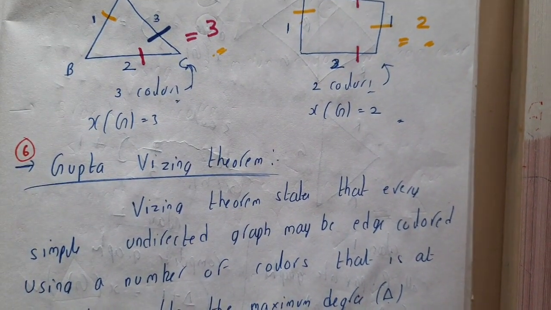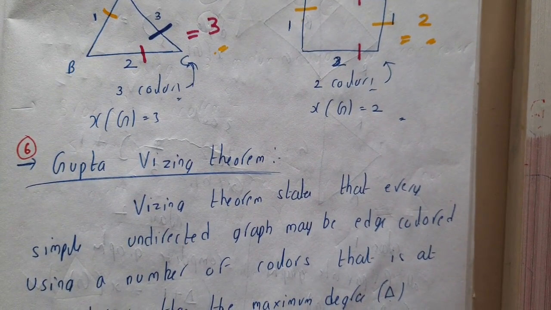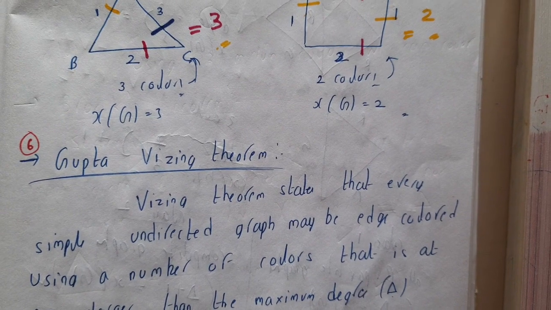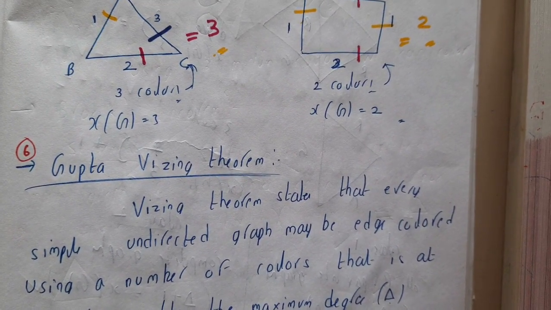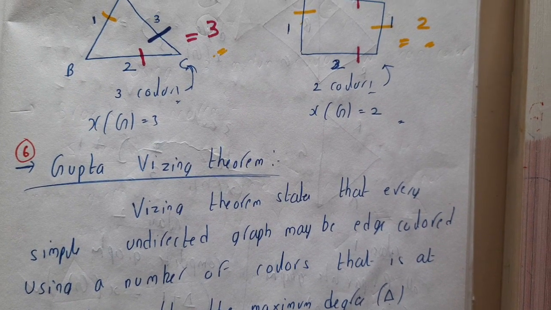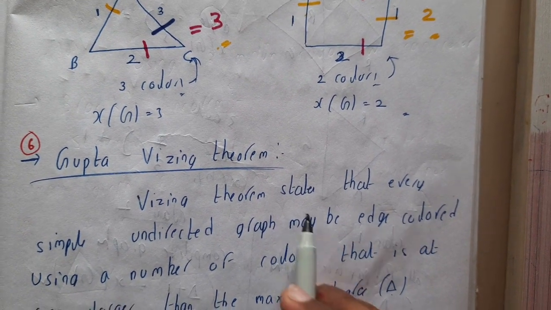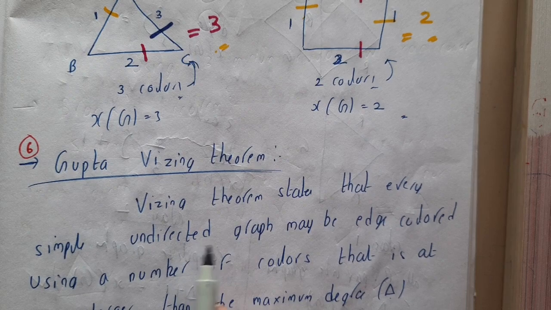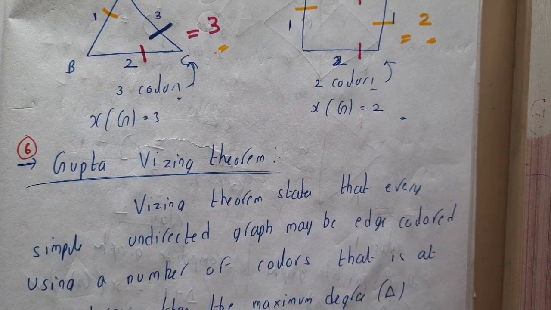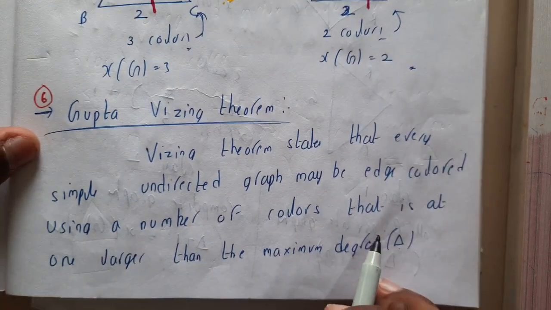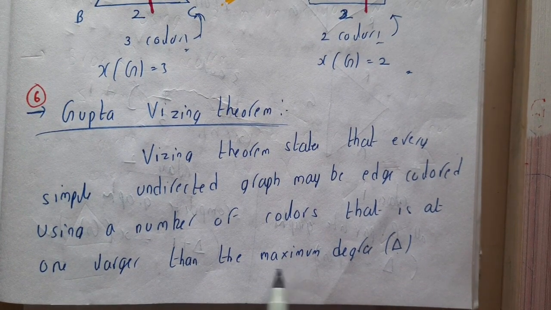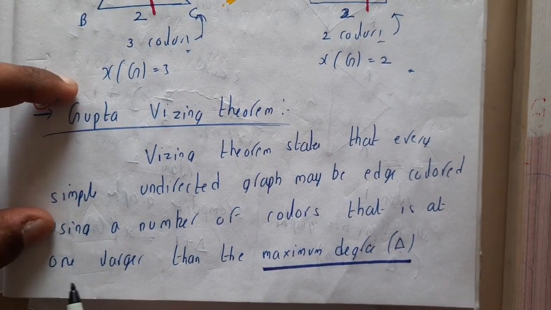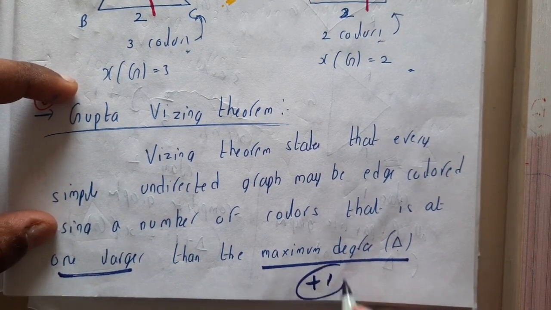Some of you might have a doubt about what the degree of the graph is. I hope everyone knows what the degree of a particular vertex in a graph is. Among all of those, the maximum is nothing but the degree of the graph. Got it? So Vizing's theorem states that every simple undirected graph may be colored using a number of colors that is one larger than the maximum degree, that is delta. So it is one larger, so plus 1 simply, right? So delta plus 1.